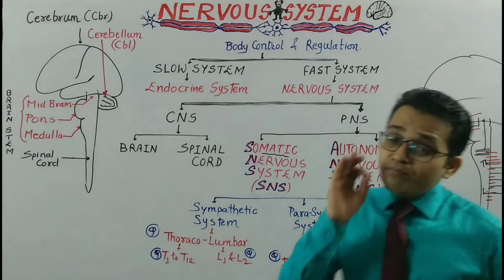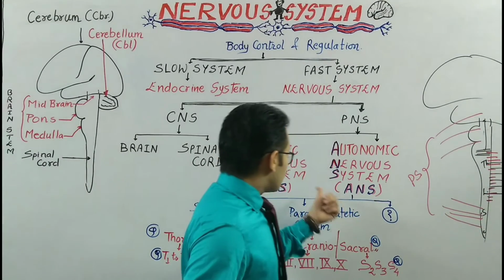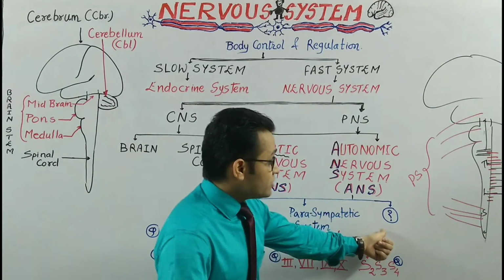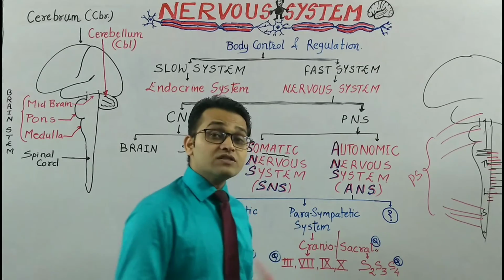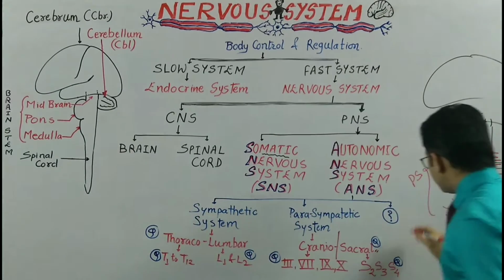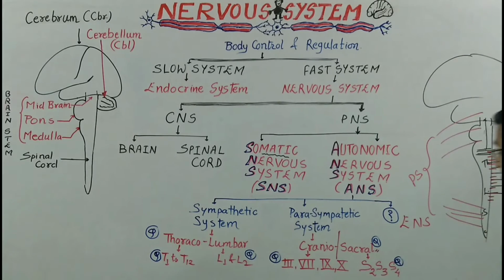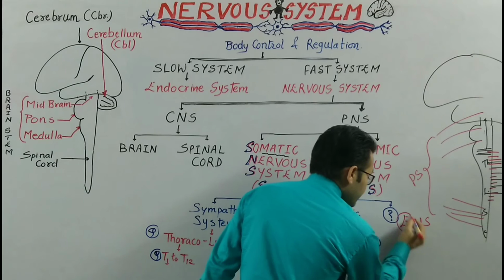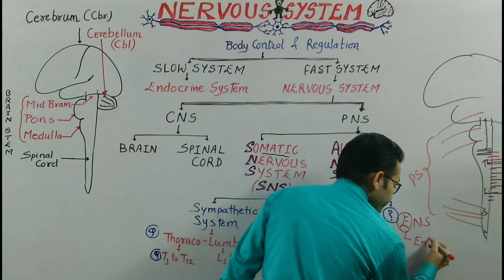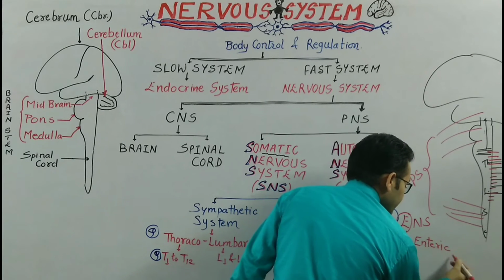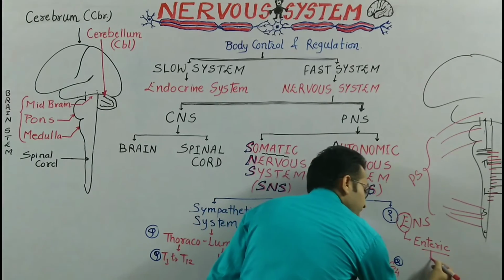But yes, one more update for you. Nowadays, the autonomic nervous system is divided into one more segment. And what is the name of this system? This is known as the enteric nervous system. What is the meaning of enteric?